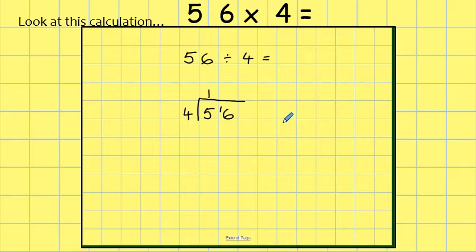So now we divide this number, which is 16, by 4. How many 4s are in 16? Wow, brilliant. I think because you're beginning to learn your 4 times table, that there are 4 lots of 4 in 16. So, simple as that, that is our answer. 56 divided by 4 equals 14.